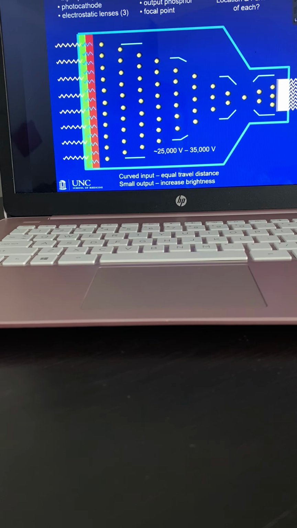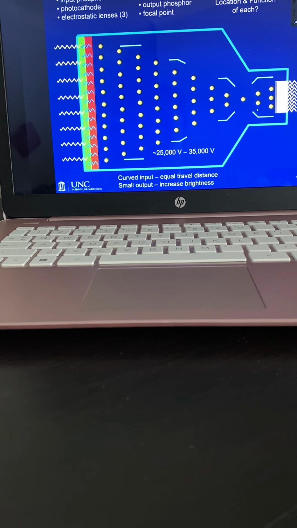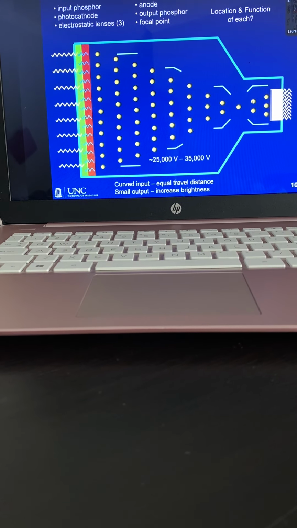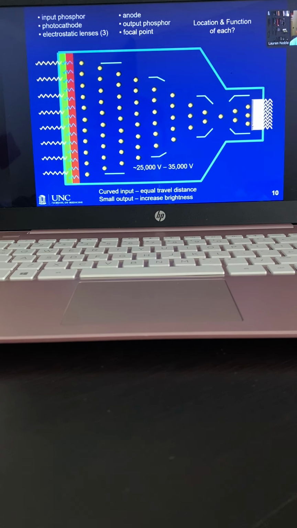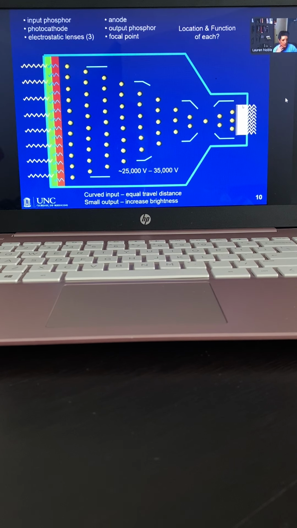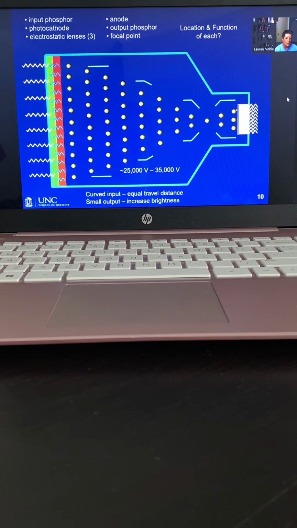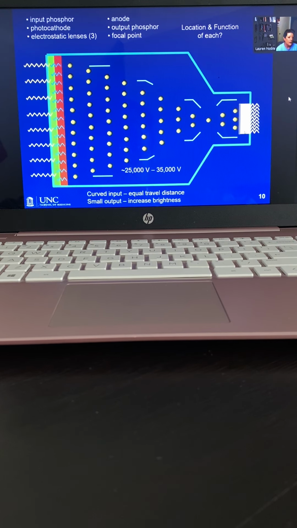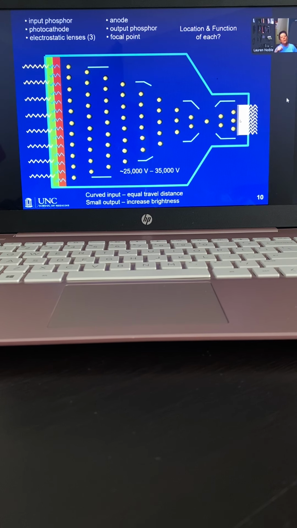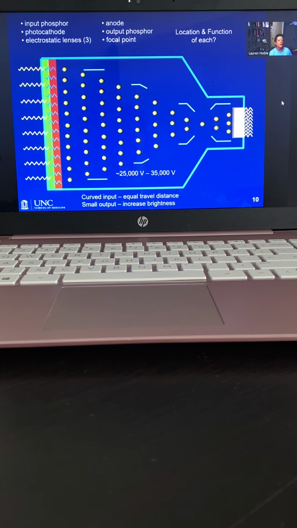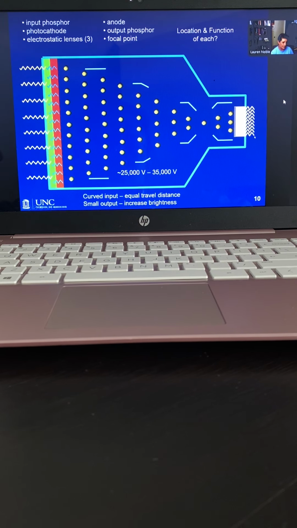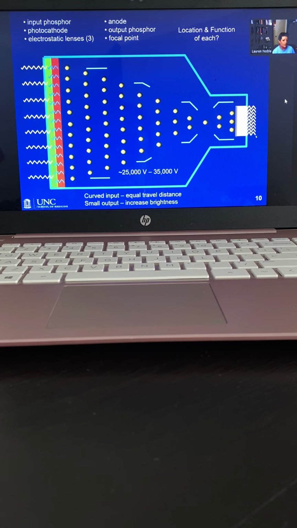All right. Then what happens is at that focal point, they then spread out and hit what we call the output phosphor. So this is the output phosphor here. The output phosphor takes those electrons and converts the electrons to light.